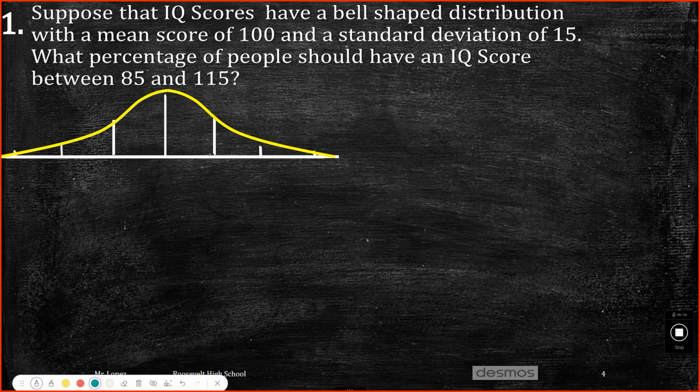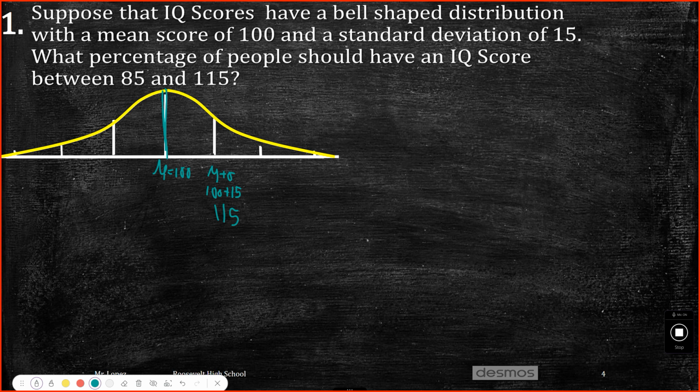Suppose the IQ scores have a bell-shaped distribution with a mean score of 100. The mean is 100. The average is 100. A standard deviation of 15. One standard deviation to the right: the mean plus one standard deviation. The standard deviation is 15, so that would be 100 plus 15. What's 100 plus 15? I need a calculator. 115, I think.